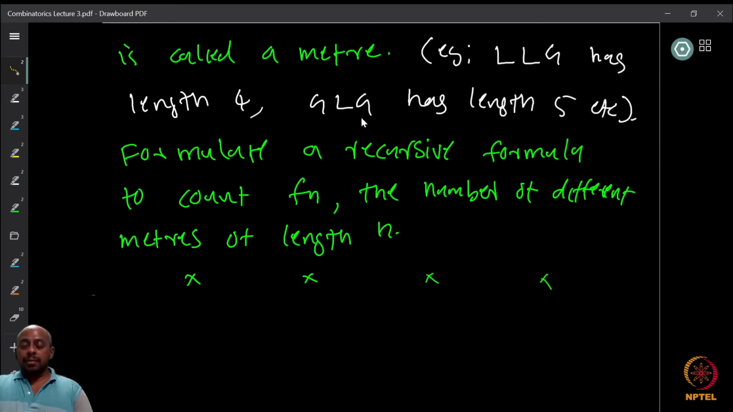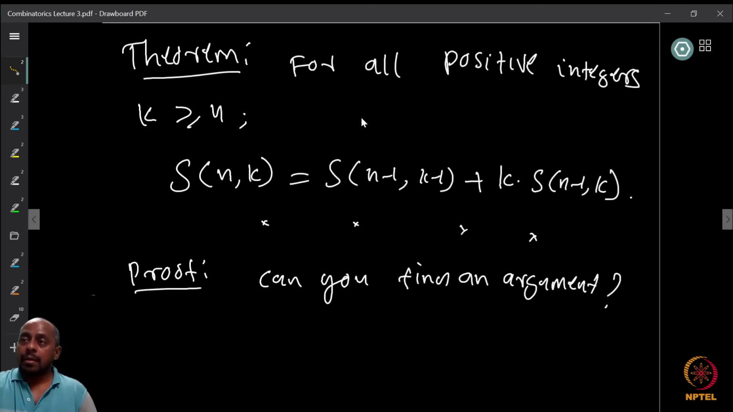So formulate a recursive formula to count F_n, where F_n is the number of different meters of length n. Define F_0, F_1, etc. You find some initial conditions and write a recursive formula to define F_n. And if you can solve the recursive formula, well, even better. But at the moment, I want you to come up with a recursive formula for this. So this is what I want you to do.